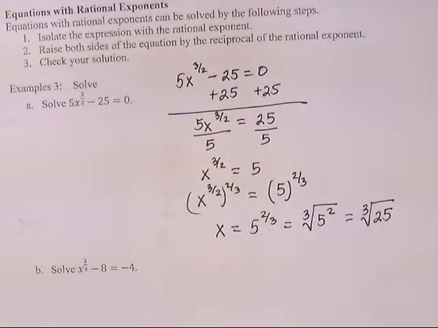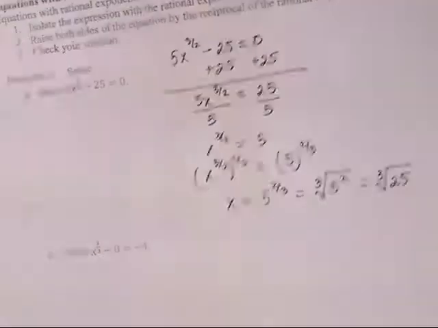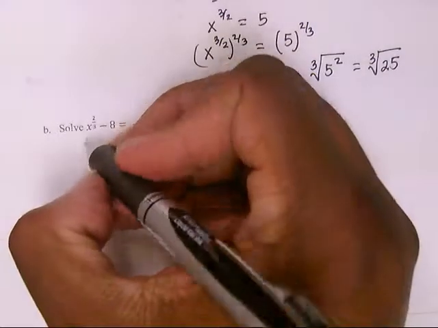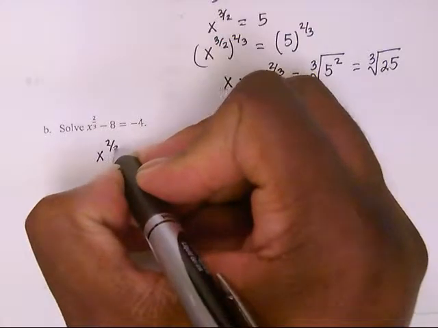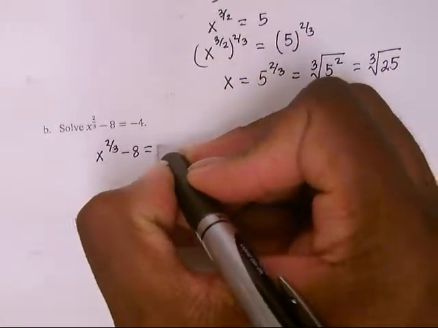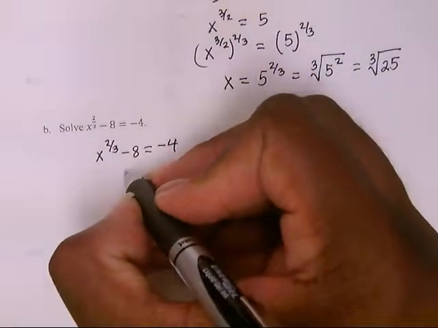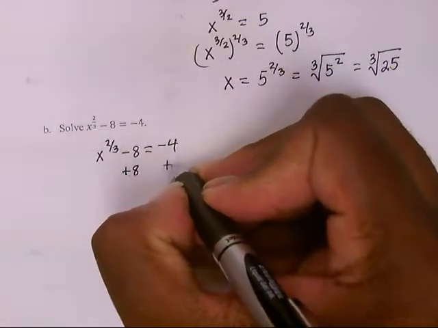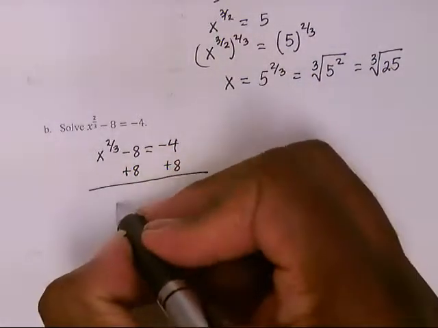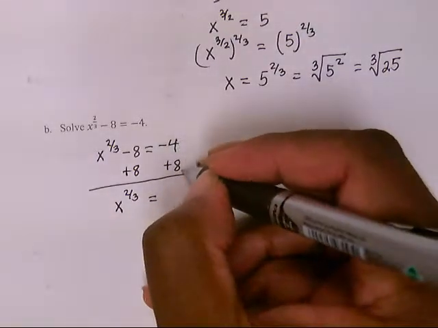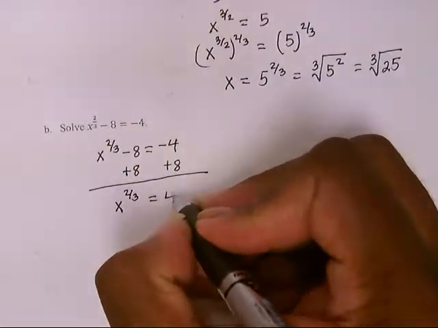Alright, part B, we've got x to the 2/3 minus 8 equal to negative 4. Now I need to get that x to the 2/3 by itself. I'm subtracting 8, so I need to add 8 on both sides. So that means x to the 2/3 will be equal to negative 4 plus 8, which is 4.